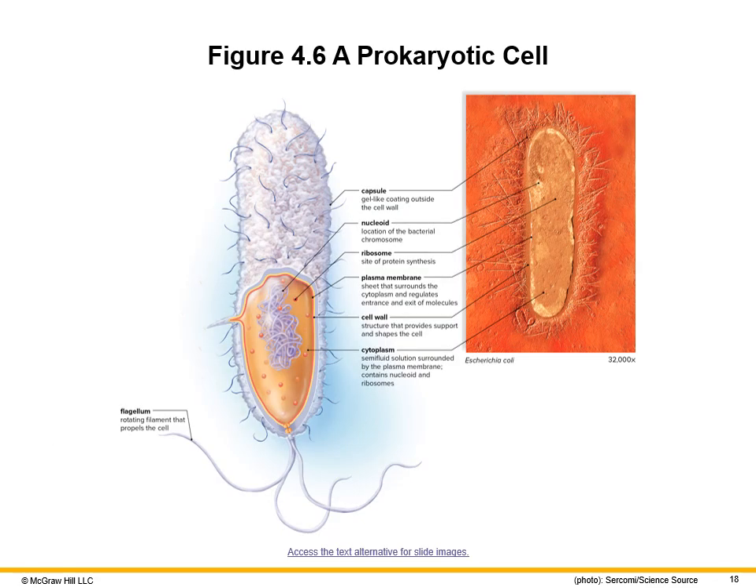So this is what a bacterial cell looks like. And as you can see, we have the different appendages. We have the fimbriae, the little hair-like structures coming out of the bacteria, and also the flagella. That's going to help with the bacterial motility.